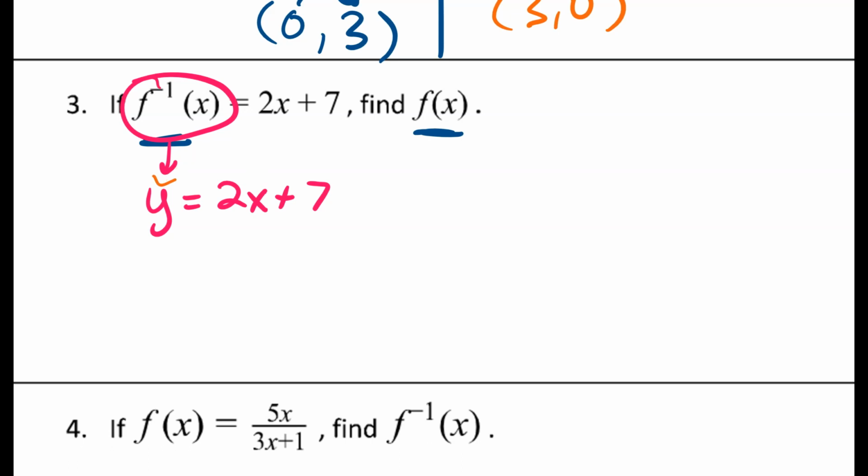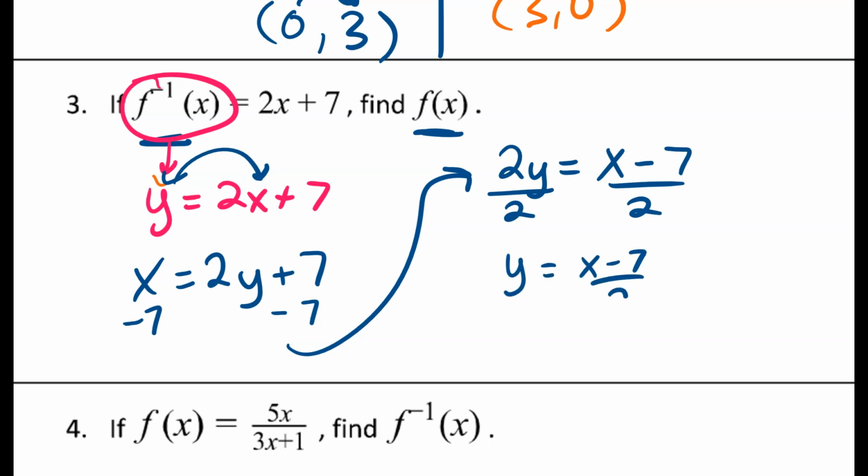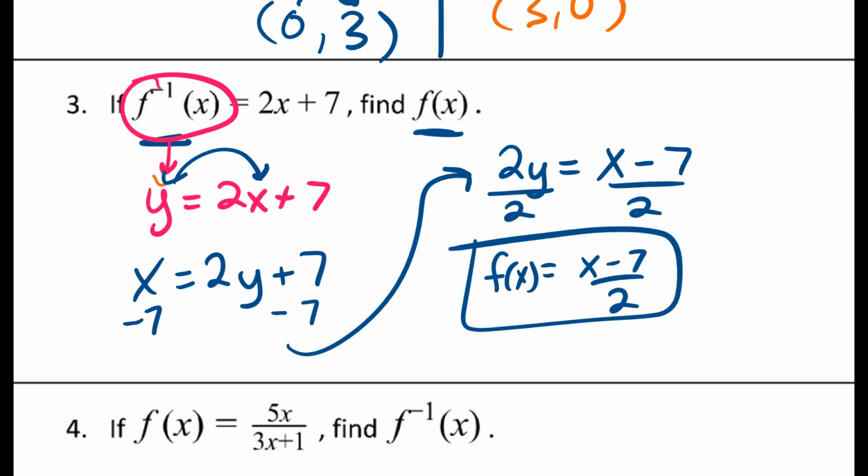Ooh, that orange does not look good there. Let's try blue. All right, that's a little better. So I'm going to swap x and y. x is equal to 2y plus 7. Now the only thing we need to do is rearrange this so that we have y isolated. So I have 2y is equal to x minus 7, and I can divide out the 2 to get y equals (x minus 7) over 2. So I'm going to replace y with f of x and call it a day.